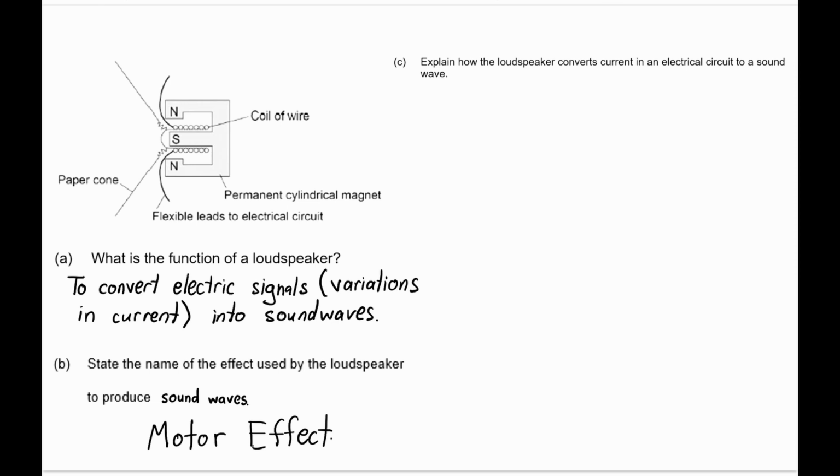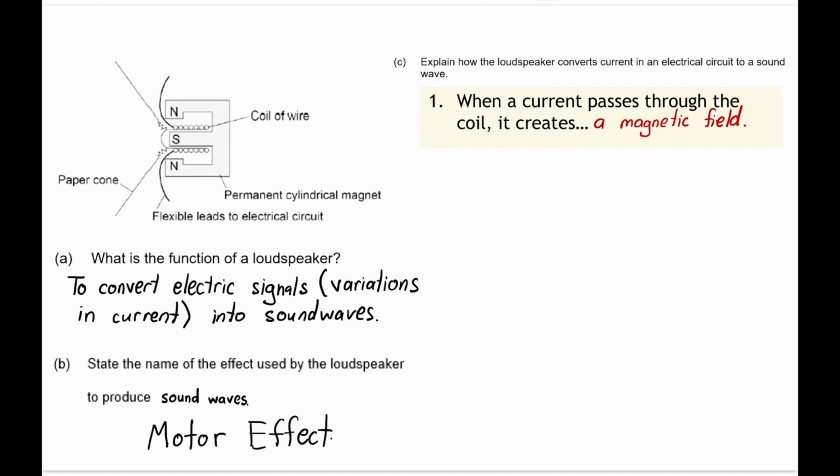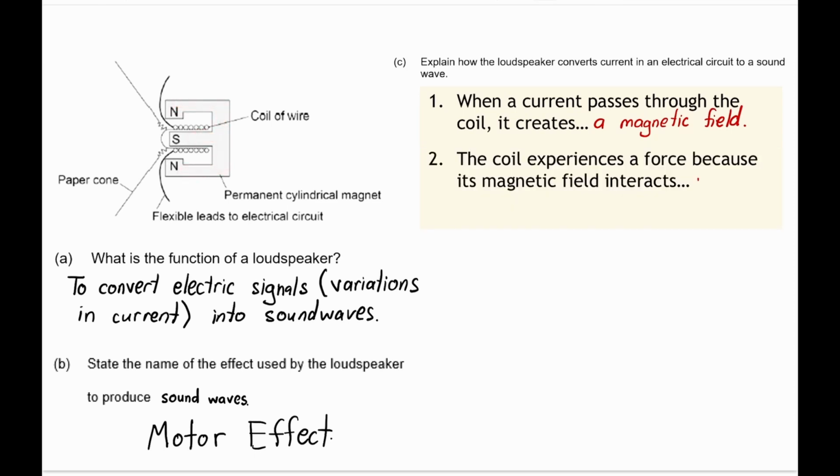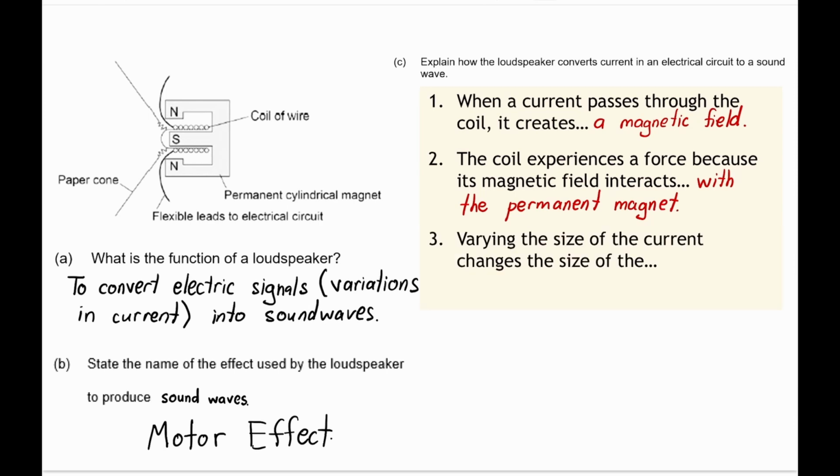Finally, to explain how the loudspeaker works, we begin by talking about the current flowing through the coil, creating a magnetic field. The next step is to discuss the interaction between this magnetic field and that of the permanent magnet around it. Next, we will talk about how different amplitudes of sounds are made. By varying the size of the current, we change the size of the force, making the cone vibrate.